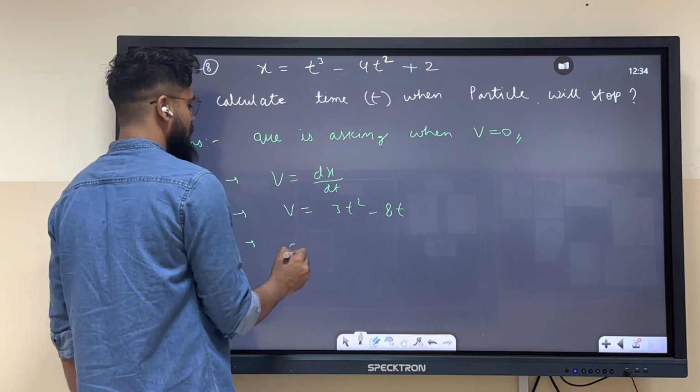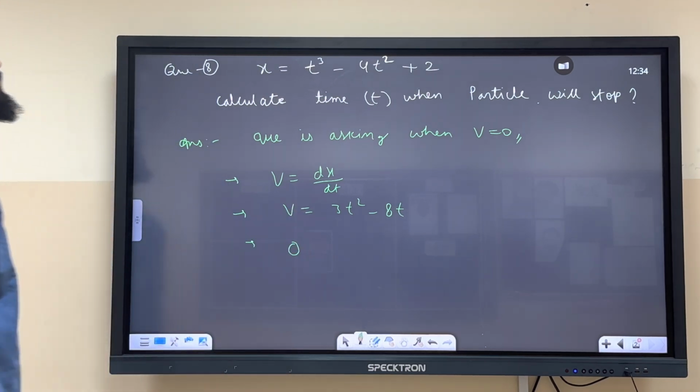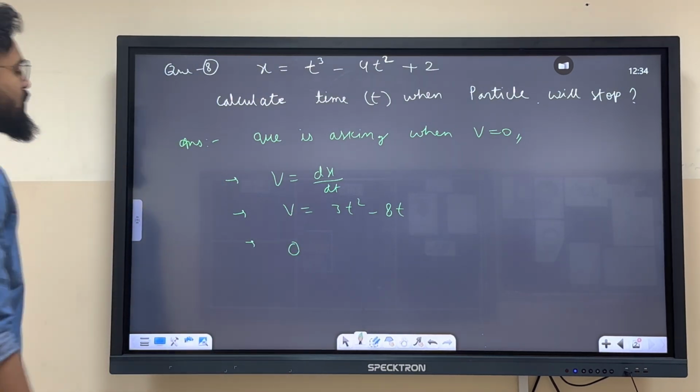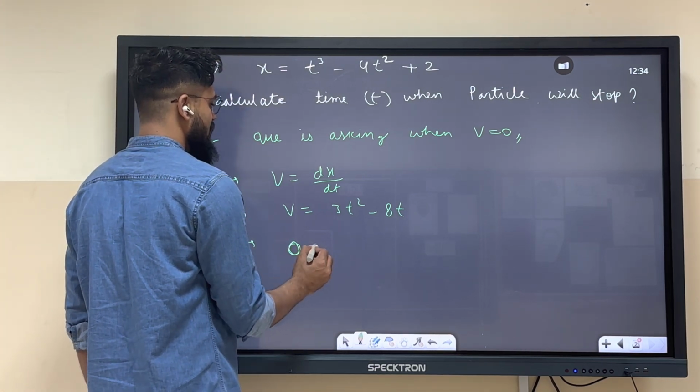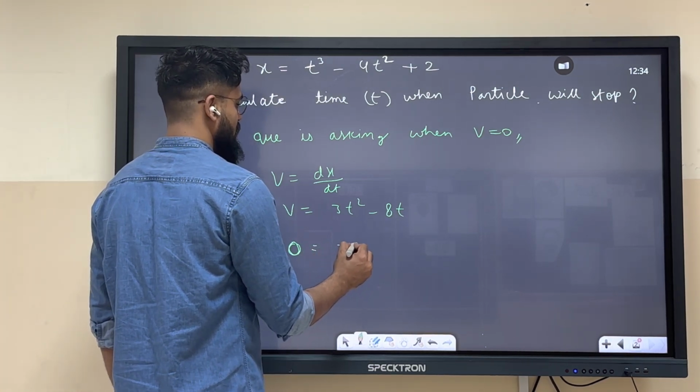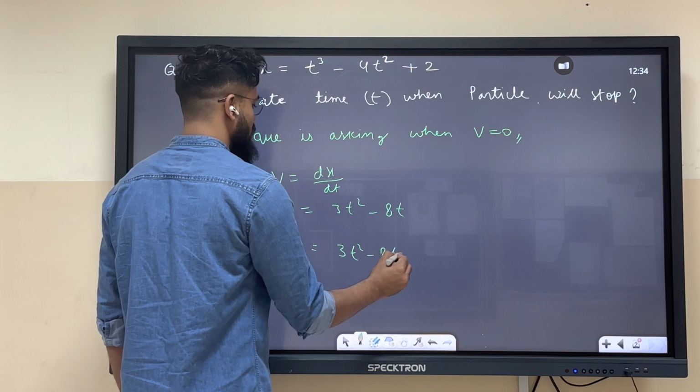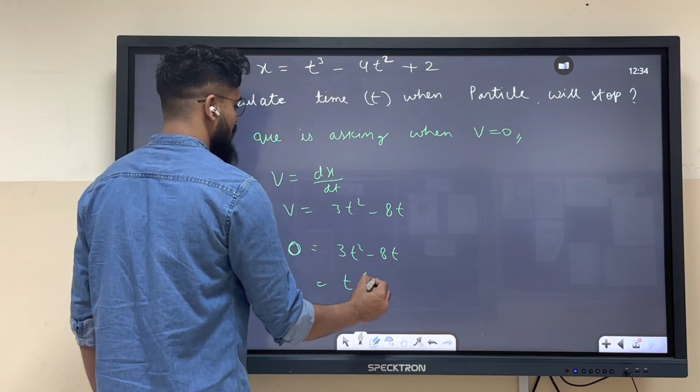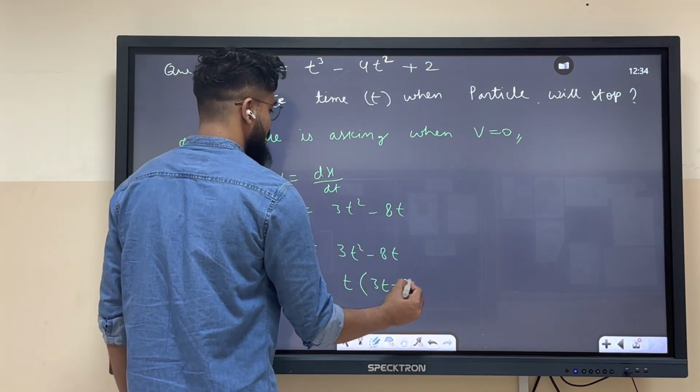Okay, so at what time will it be 0? ठीक है, so we are putting v as 0 over here. So 3t square minus 8t equals 0. So we are taking t outside. So t times (3t minus 8). Okay.